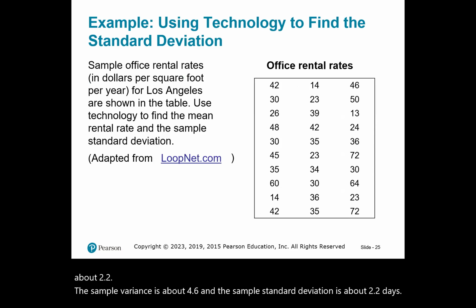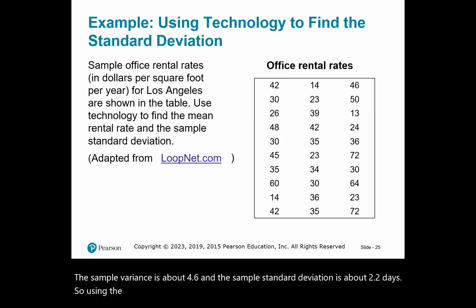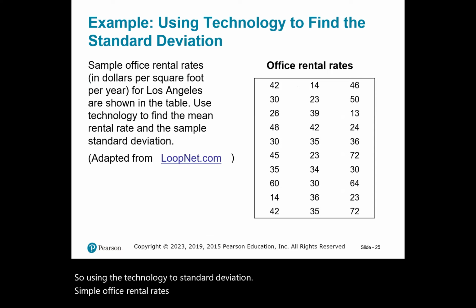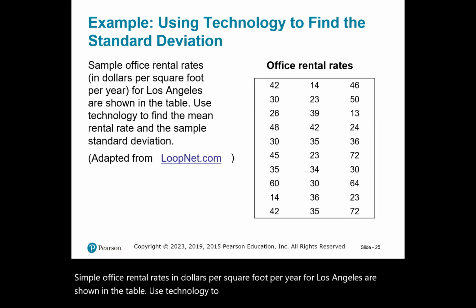So, using technology to find the standard deviation: sample office rental rates in dollars per square foot per year for Los Angeles are shown in the table. Use technology to find the mean rental rate and the sample standard deviation. So we have all these numbers now.